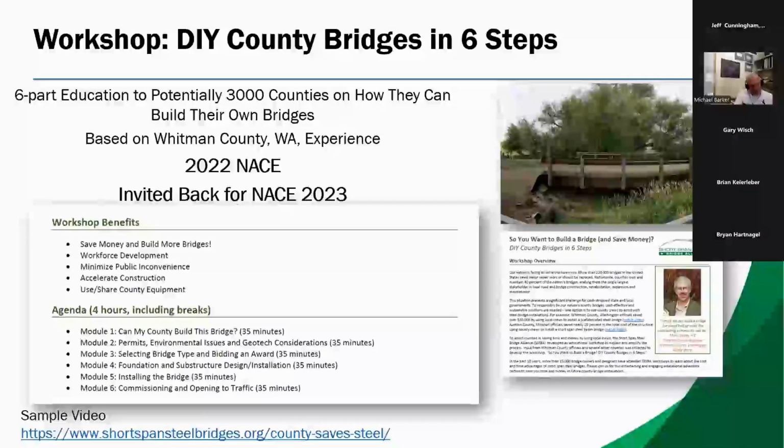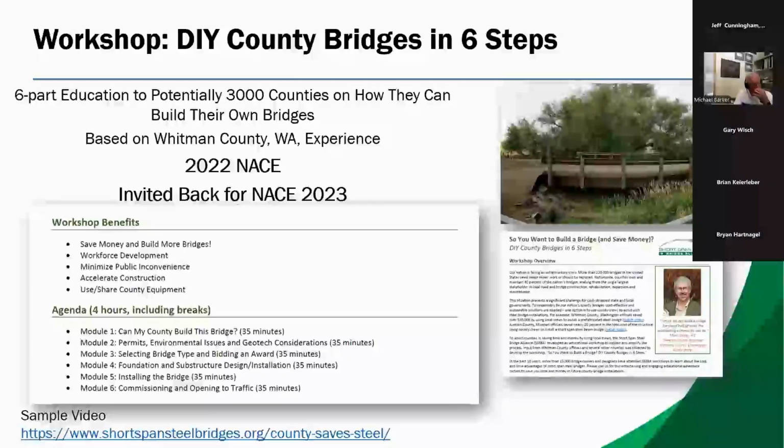And then several years ago, we work a lot with county engineers. We're very involved with NACE, the National Association of County Engineers, and a lot of counties build their own bridges, which means they save a lot of money, which means they can build more bridges. And if anybody's strapped for money, it's counties. And so we developed a 6-part education program to talk about counties building their own bridges, developing their own workforce and building their own bridges.